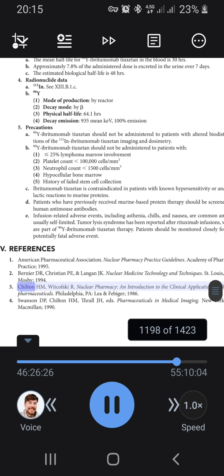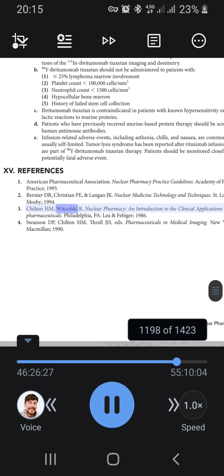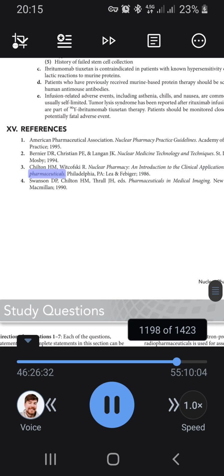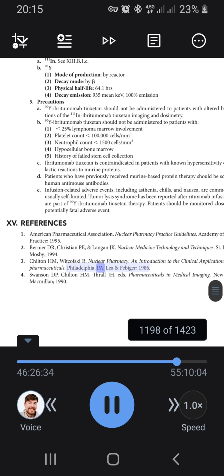3. Chilton H.M., Witkowski R. Nuclear Pharmacy: An Introduction to the Clinical Applications of Radiopharmaceuticals. Philadelphia, Pennsylvania: Lea & Febiger, 1986. 4. Swanson D.P., Chilton H.M., Thrall J.H., eds. Pharmaceuticals and Medical Imaging. New York, N.Y.: Macmillan, 1990.